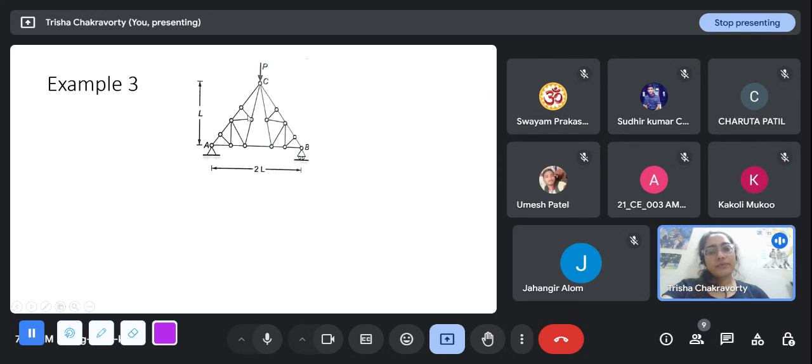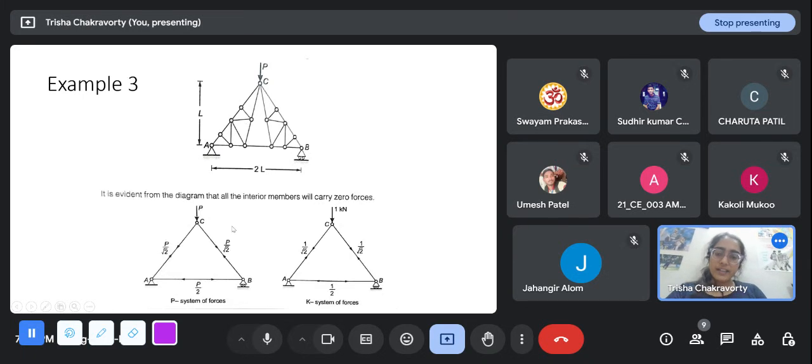So this member, you start from here, these two are collinear, this is not, so this member does not exist. Remove this, then this member will not exist because these two are collinear, this is not. Then from this side this will not exist, then this will not exist, and since these two don't exist, this will also not exist, like that. And then when all of these don't exist, even this will not exist, like that. If you start drawing and removing one of the members, you will see it just simplifies to a literal triangle. It is evident from the diagram that all the interior members will carry zero forces.